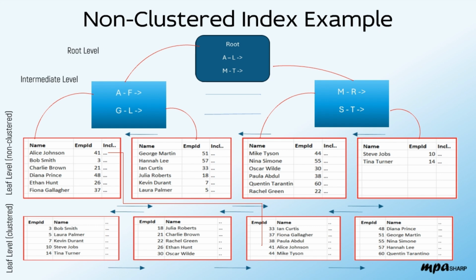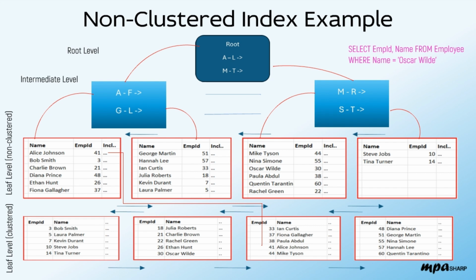Now we know what the non-clustered index looks like on the disk. Let's look at how common operations are carried out in this structure. For example, let's say we want to retrieve records for Oscar Wilde. If we don't use a non-clustered index, we will have to scan the entire table or the index. But if we use a non-clustered index on the name column, we can directly go to the Oscar Wilde record.